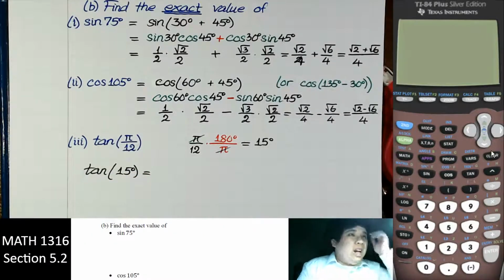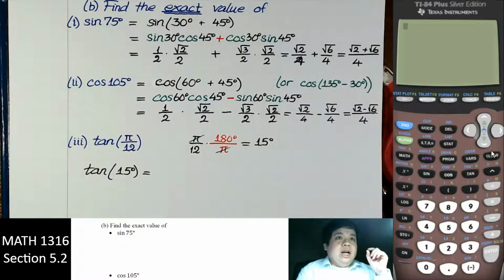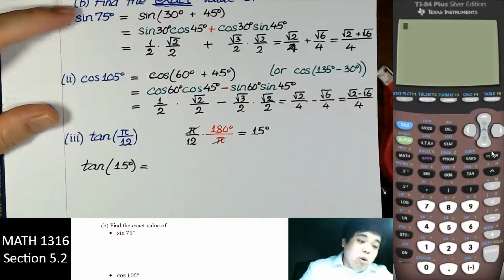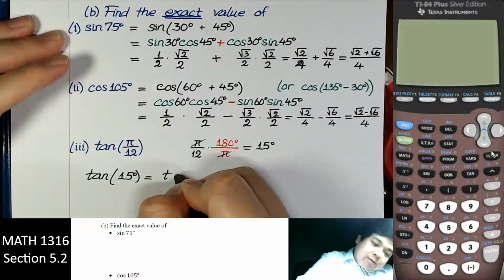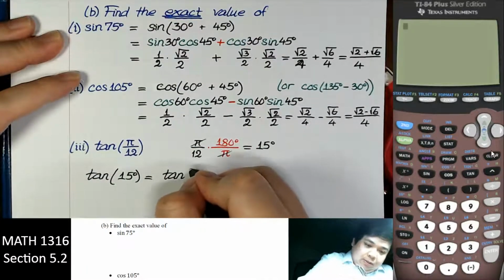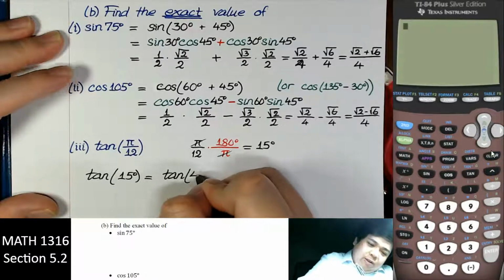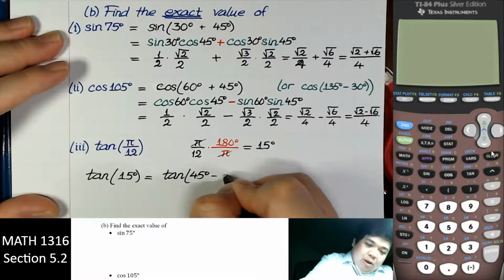15 degrees. How do we get to 15 degrees? The combination of 30, 45, and 60. So that's very simple: 45 minus 30, or 60 minus 45, or a lot of different combinations. But it will be tangent of, let's do 45 degrees minus 30 degrees.